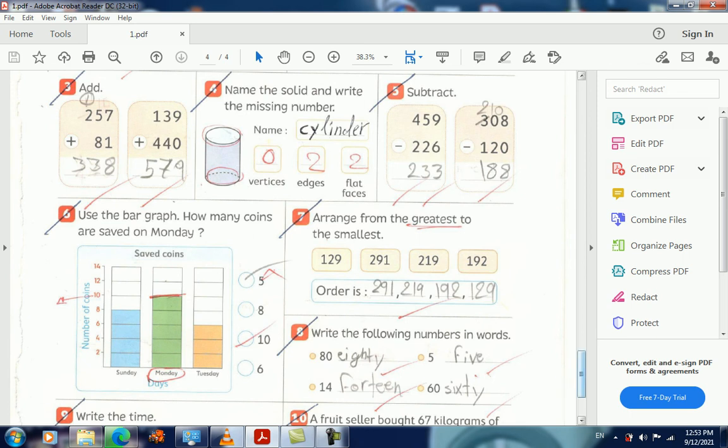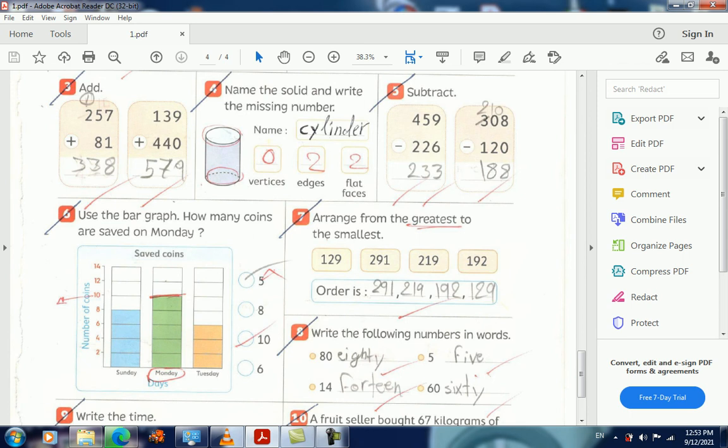Number 5. Subtract. 459 minus 226. So try to subtract 6 from the 9. So 9 minus 6, yes, we can do that. 9 minus 6 is 3. And 5 minus 2 is another 3. And 4 minus 2 is 2. So the number becomes 233.